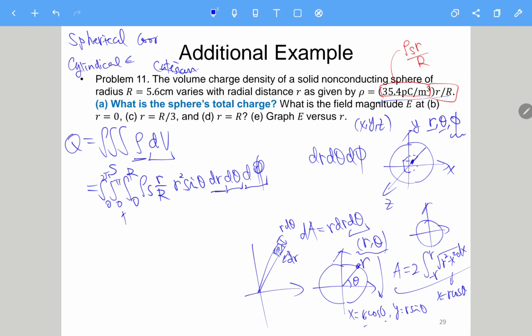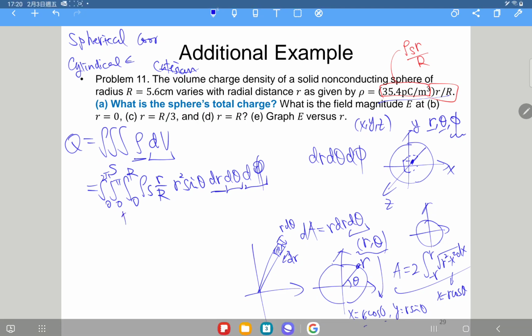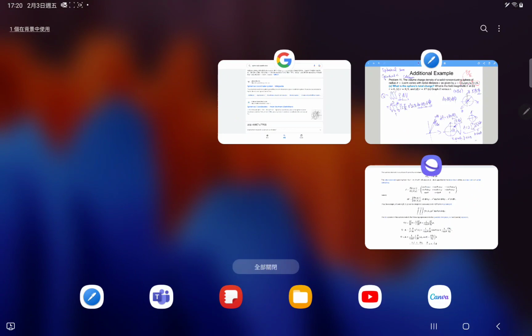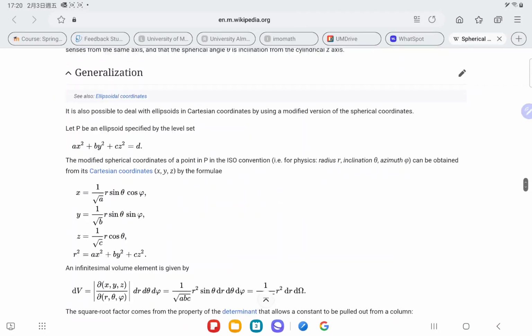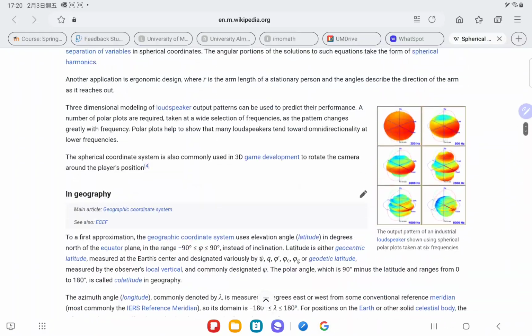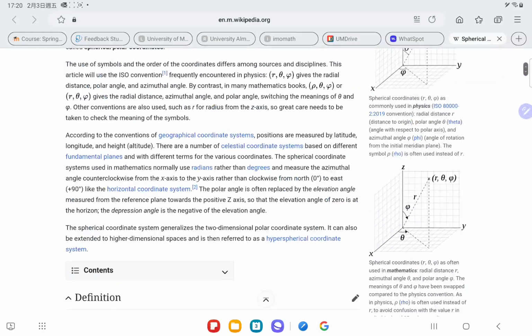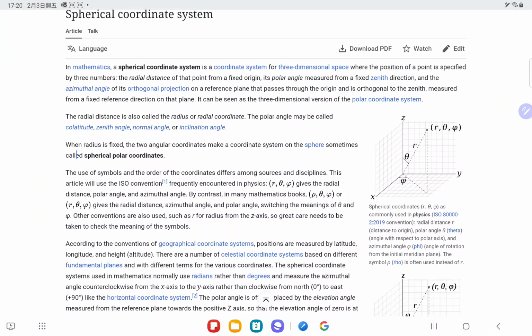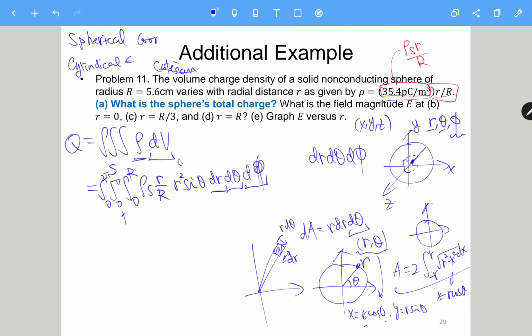You may ask, why is theta not from 0 to 2 pi, only from 0 to pi? Because theta is the angle between this line and the z-axis. Minimally, it is 0 degrees. Maximally, it will be 180 degrees, and it cannot go larger than 180. So the upper bound will be pi rather than 2 pi for this one.